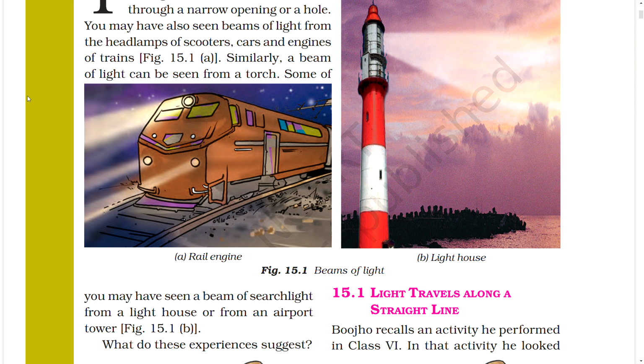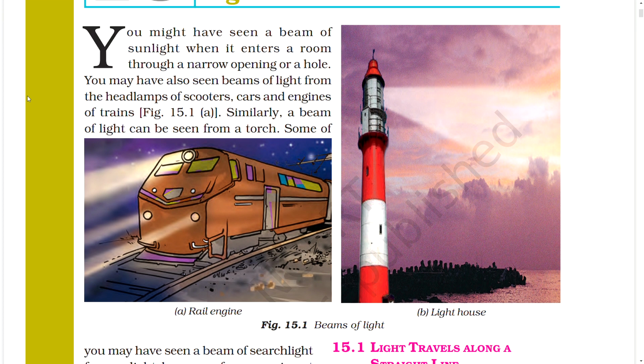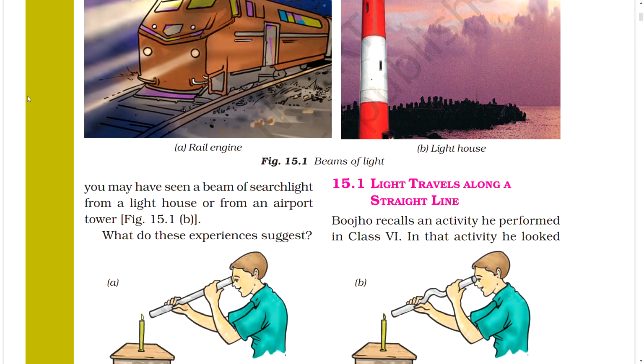A. Rail engine. B. Lighthouse. Figure: beams of light. You may have seen a beam of searchlight from a lighthouse or from an airport tower. Figure B. What do these experiences suggest?